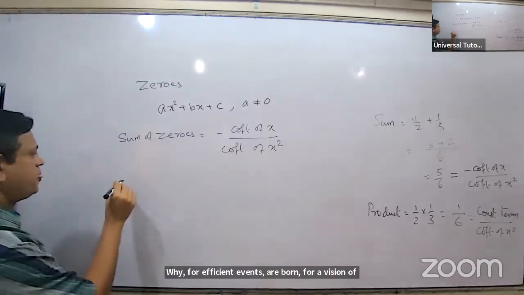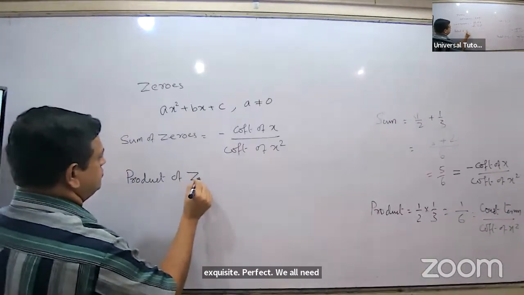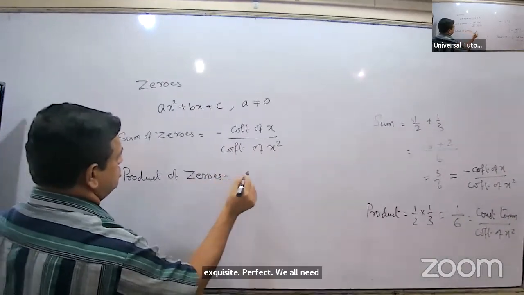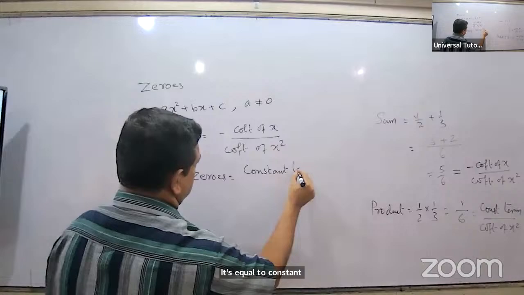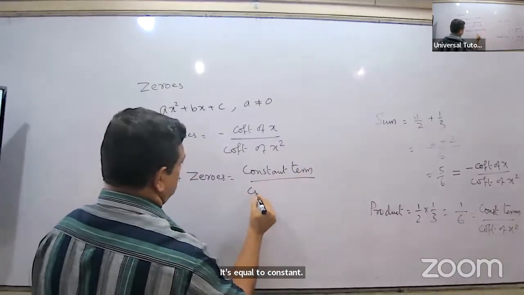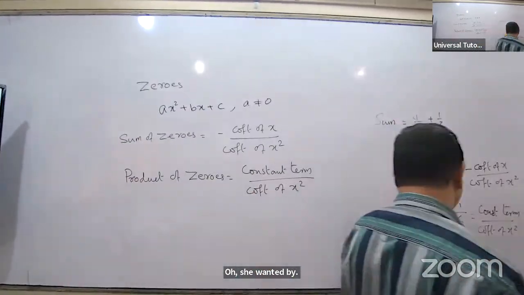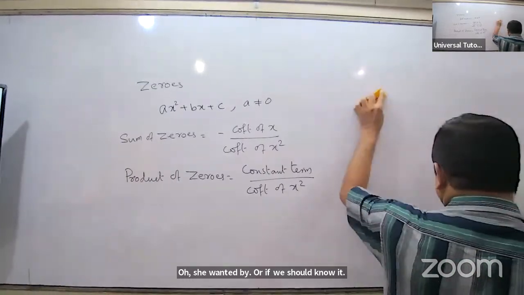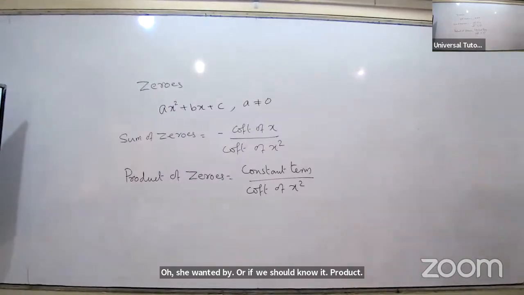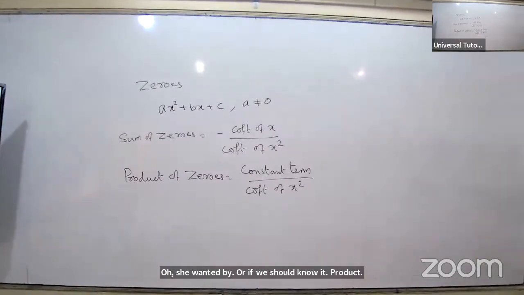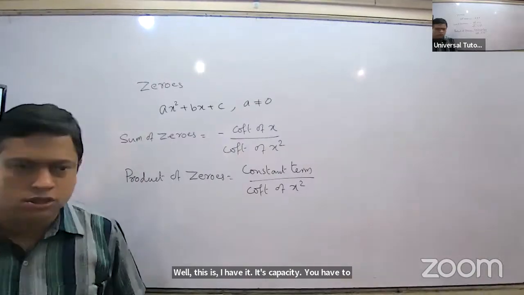Written below: the product of zeros is equal to the constant term divided by the coefficient of x square. Learn this, you have to remember it by heart. It's compulsory. You have to remember. So, constant term divided by coefficient of x square.